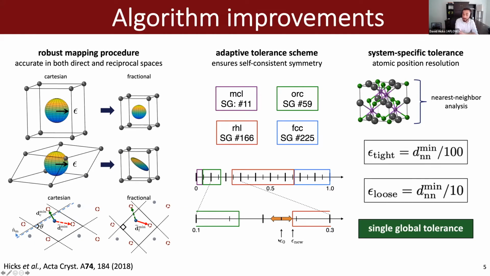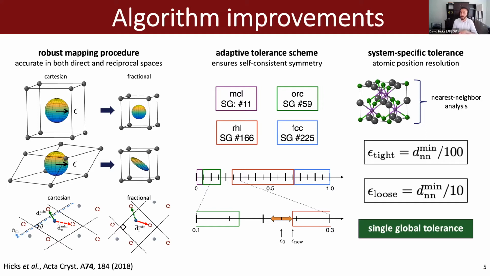If looser tolerances, you might observe higher symmetry. And there's even a scheme implemented that if you find inconsistent symmetry at a particular symmetry tolerance, then AFLOW-SYM will do a tolerance scan around that position to make sure that it can find consistent symmetry at this new epsilon nu. So again, this is an automatic procedure, and as a user, you don't necessarily have to worry about this, but the takeaway here is that AFLOW-SYM does this under the hood.